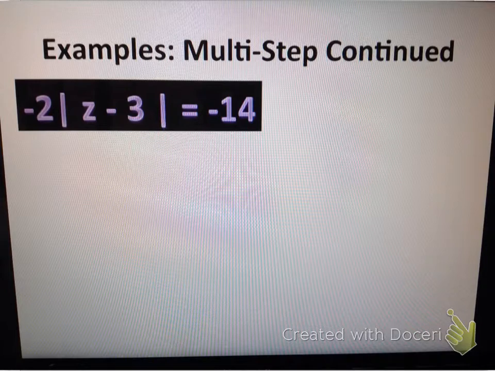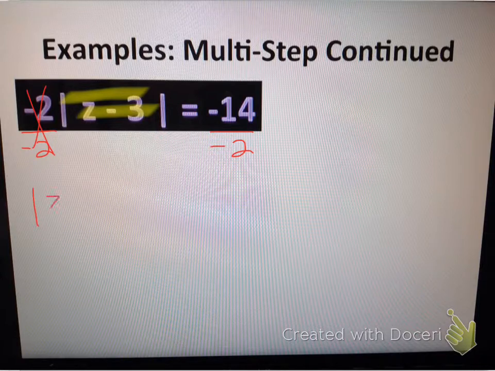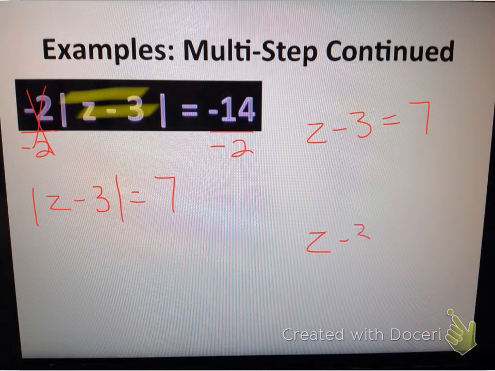Problem number 14 is going to require us to go back to step number 1. Step number 1 says that we need to isolate our absolute value. We do that in this problem by first dividing by a negative 2. When we divide by a negative 2, we'll end up with the absolute value of z minus 3 is equal to a positive 7. At that point, we know that we set up our two equations. Z minus 3 is equal to a positive 7, and z minus 3 is equal to a negative 7.